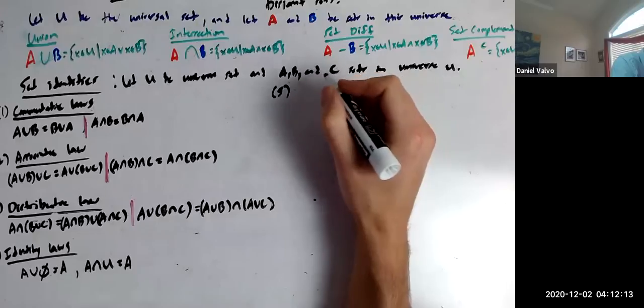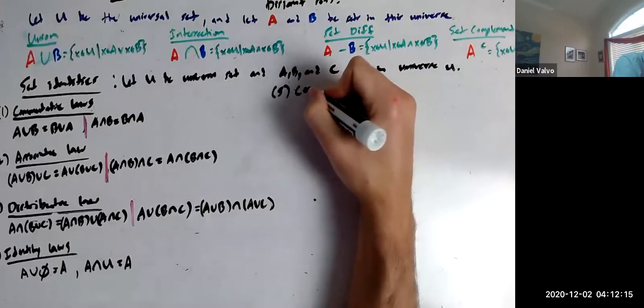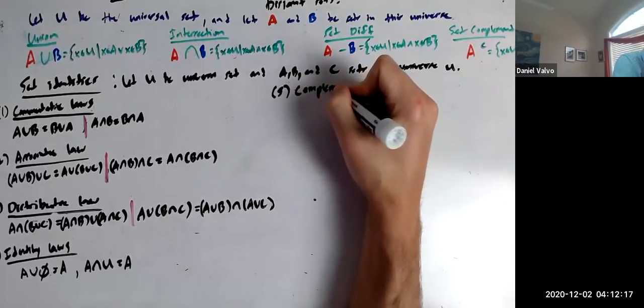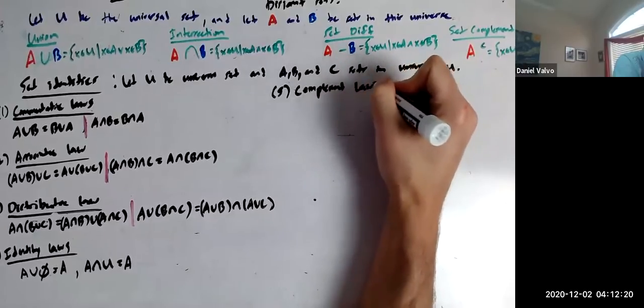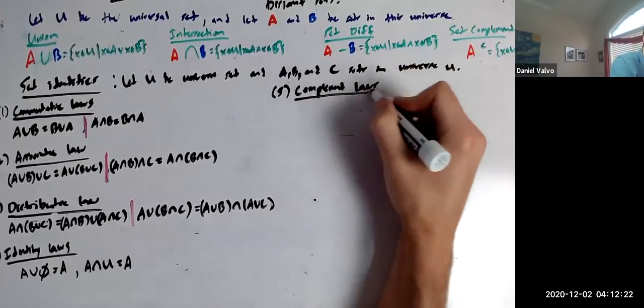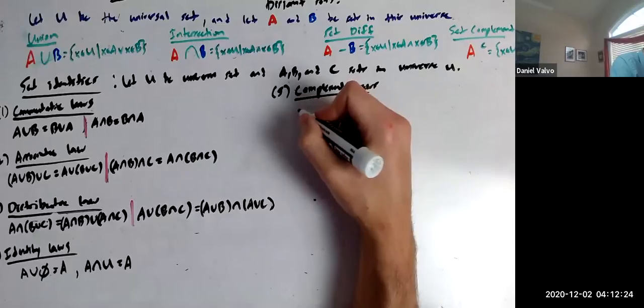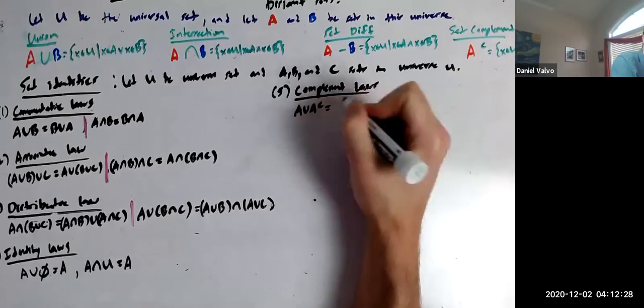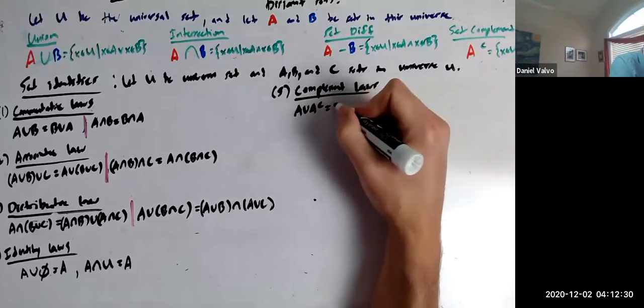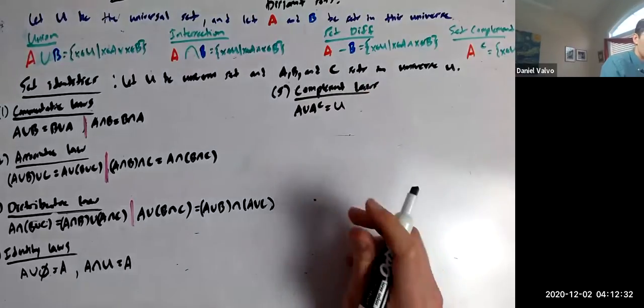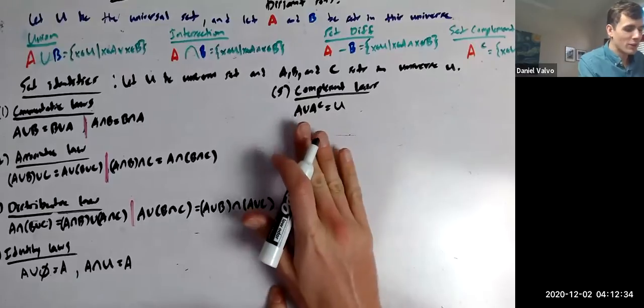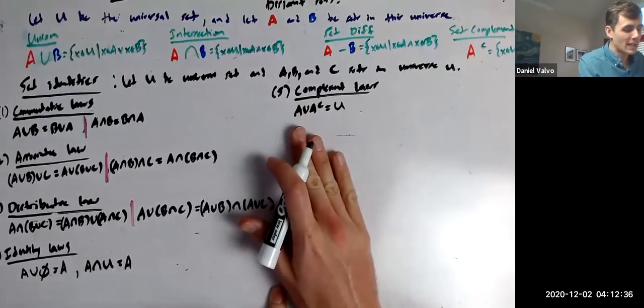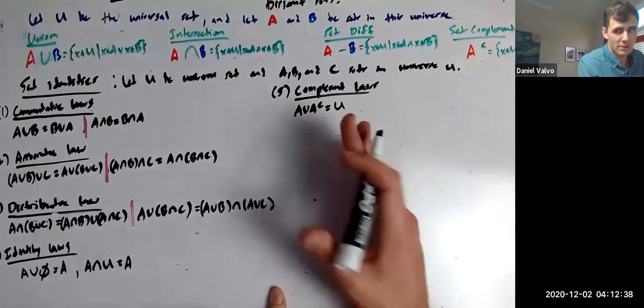5, we have complement laws. And these are just like the negation laws. So what this says is that A union A complement, we did this one last time, just equals U. Because once again, if you have everything that's in A, and you combine it with everything that's not in A, that's just everything in the universe.